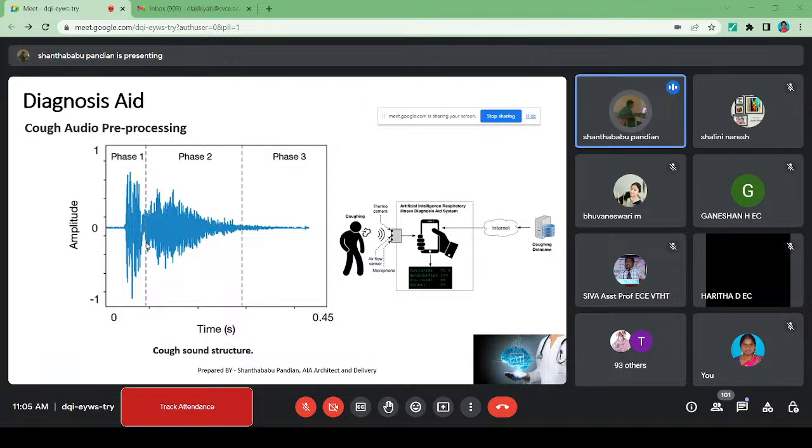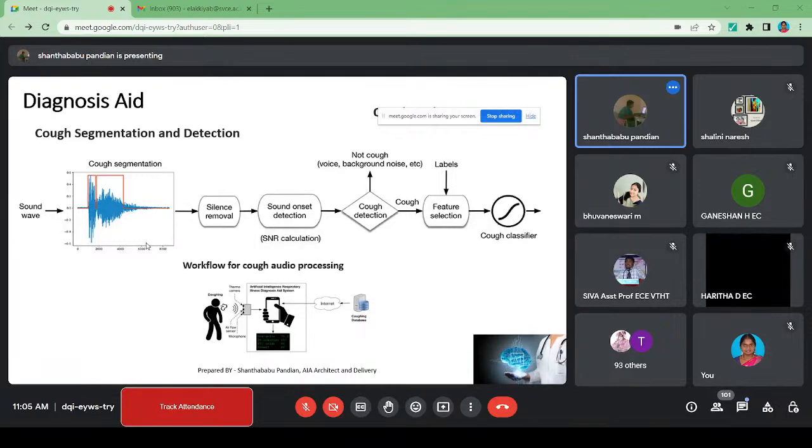So that one is actually observing the audio, and with the help of the system, we are diagnosing what kind of phase he is in, either phase 1, phase 2, or phase 3. Based on that we can understand the cough severity, and we can give the solution. So this has happened this way, right?